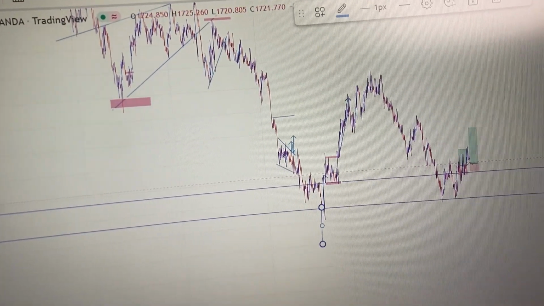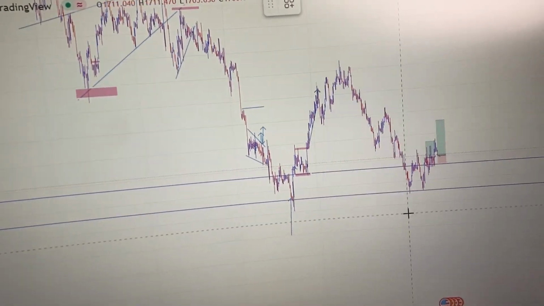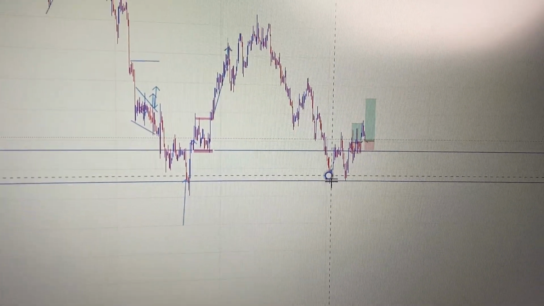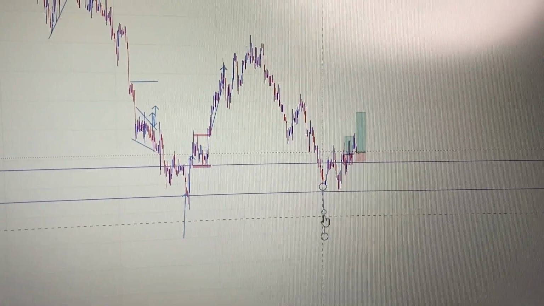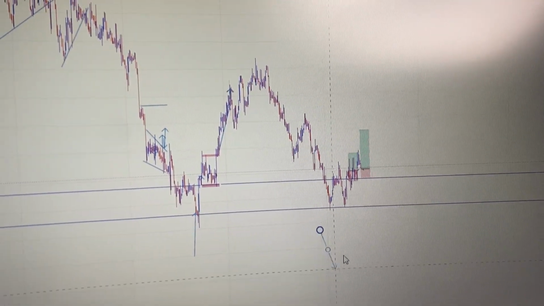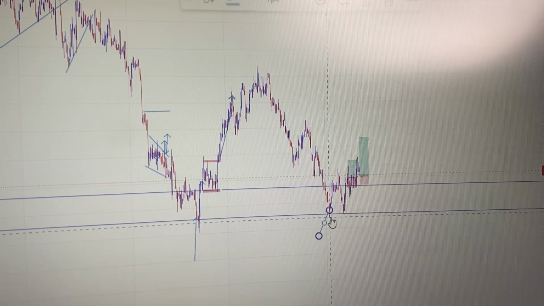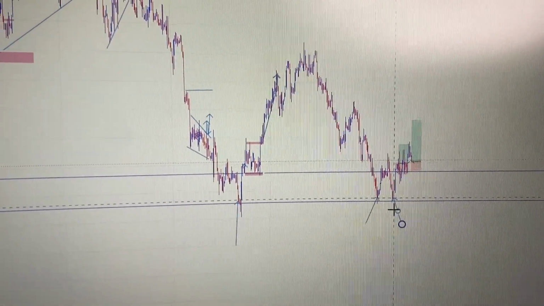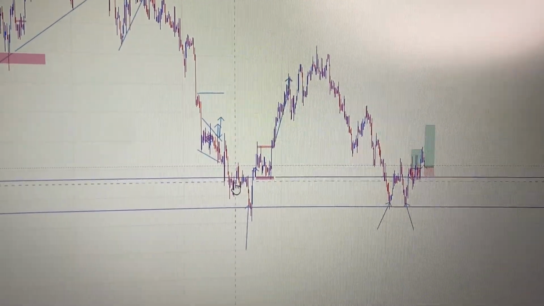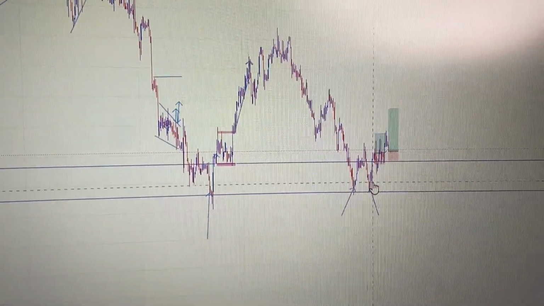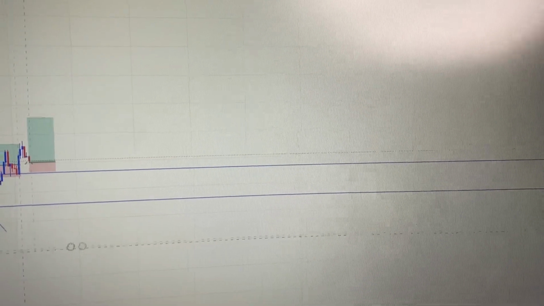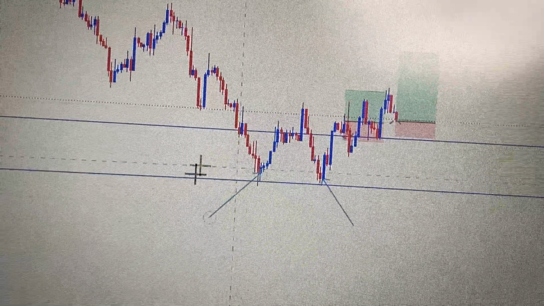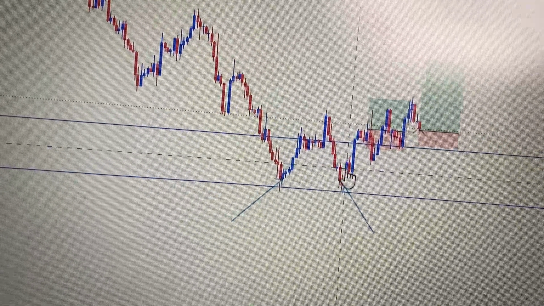Sorry about that, my sound isn't clear yet. Again, you can see every time we hit this region here, we bounced off again, right? One more time, boom, right? So you guys can see that every time we hit this level, we bounce off, and again right about here we have a double bottom, okay? You can see this is our first bottom, second bottom.